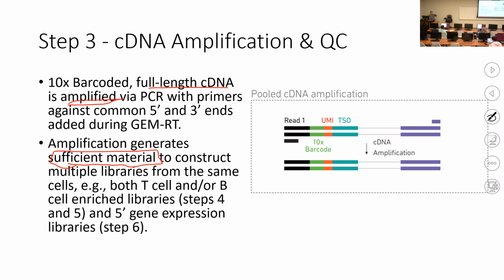conventional single-cell RNA-seq transcriptome, and the T cell receptor. If you want to do B cell receptor, you can separate it into three portions. So you have enough of this amplified cDNA for you to construct multiple libraries. Before, we only constructed libraries for gene expression, but now you can construct a library for T cell receptor and the B cell receptor. Okay, so that's the key.